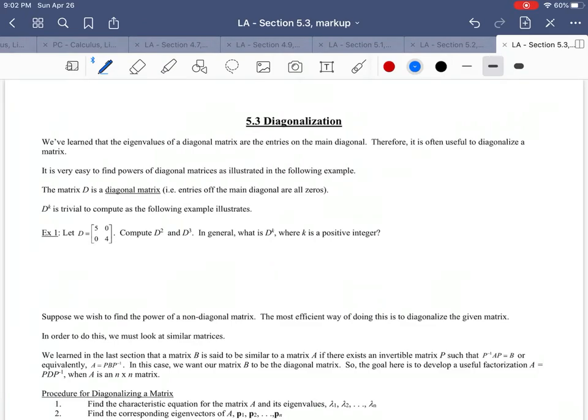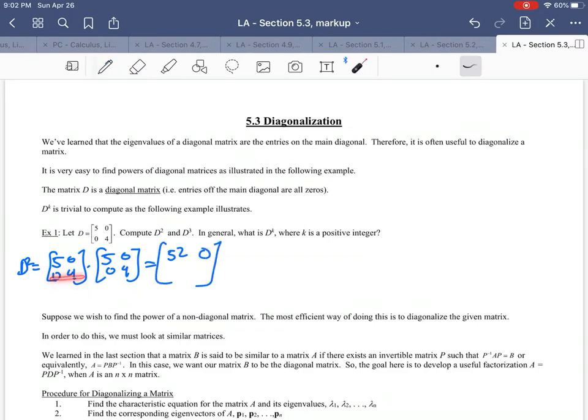In example 1, we have D is 5, 0, 0, 4. Let's find D squared. So if I want to find D squared, I would have to basically multiply 5, 0, 0, 4 times itself. If you do that, you notice that you have 5, 0 times 5, 0, so you get 25, 0. And 25 plus 0 is 25, and then you get 5, 0, and 0, 4, so you get 0. So there's my first two numbers, so 25 is 5 squared, and then 0. If I do that for the second row, I have 0, 4 times 5, 0, so it's 0. 0, 4, 0, 4, so I get 0 plus 16, which is 16. So I get 0 and then 4 squared.